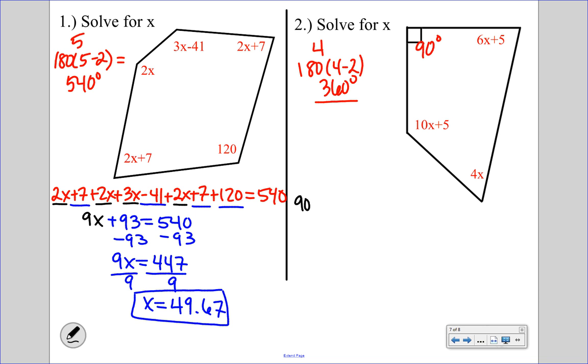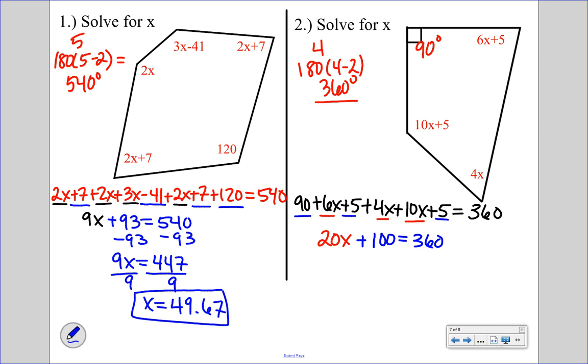Let's do 90 plus 6x plus 5 plus 4x plus 10x plus 5 is equal to 360. Let's combine like terms. 6x, 4x, and 10x. That's going to give us a 20x. And then let's see, 95 and 5. 95 and 5 is 100. And that will equal 360. Subtract the 100, and we get 20x is equal to 260. Divide 260 by 20, and we get 13.